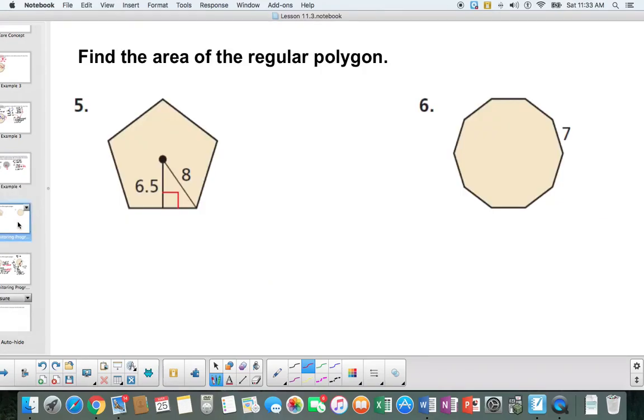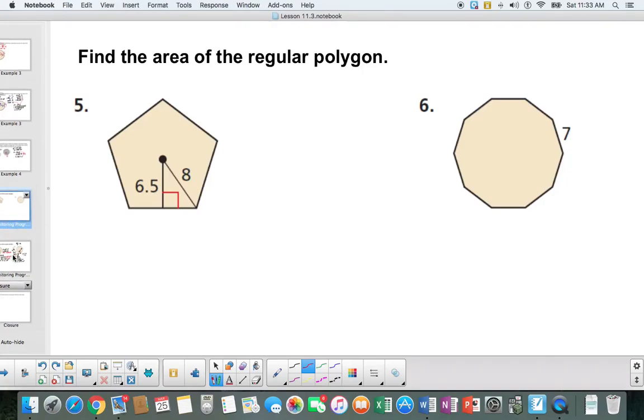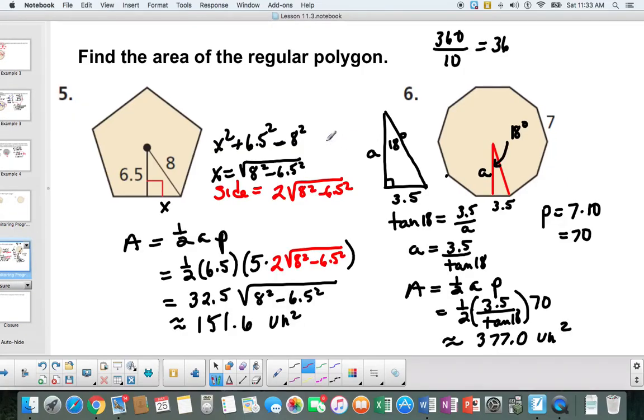Okay, your turn. Go ahead and stop the screencast and see what you can do. And here's the answer. 1/2 AP. I have my apothem. You can see my apothem is right here. So I need to figure out what x is. Once I figure out what x is, I can double that, and that'll be my side. Since there are 5 of those, I'll multiply it by 5, and then there's my answer.